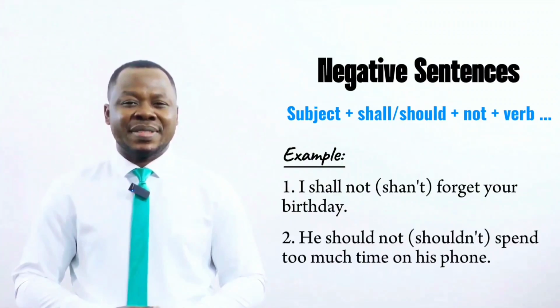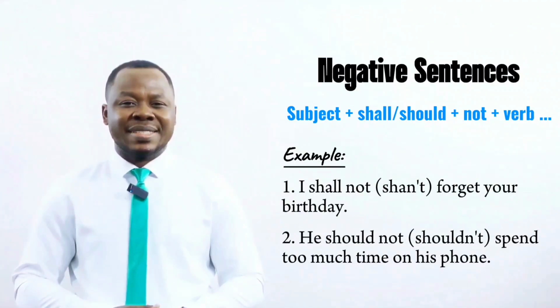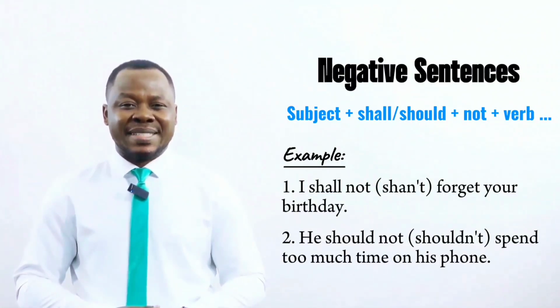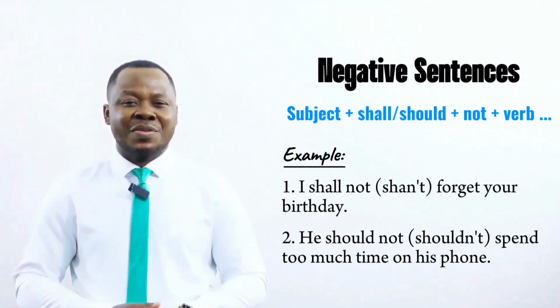2. He should not, which can be contracted into shouldn't, spend too much time on his phone. He is the subject, followed by should not, which can be contracted into shouldn't. Then the verb spend. After that, the rest of the sentence.